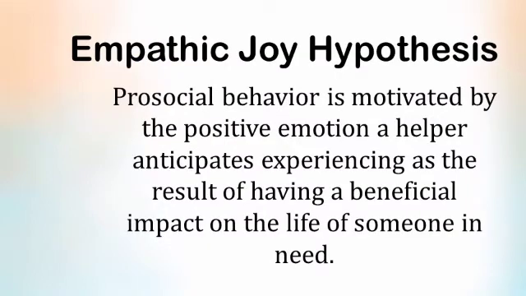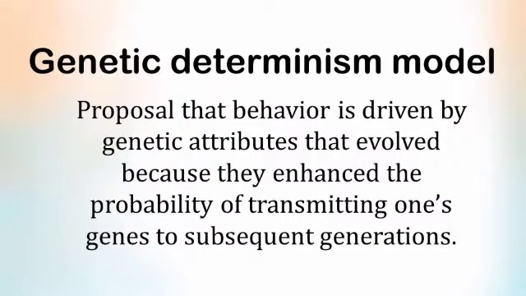Empathic joy hypothesis: prosocial behavior is motivated by a positive emotion that a helper anticipates experiencing as a result of having a beneficial impact on the life of someone in need. Genetic determinism model: the proposal that behavior is driven by genetic attributes that evolved because they enhance the probability of transmitting one's genes to subsequent generations.